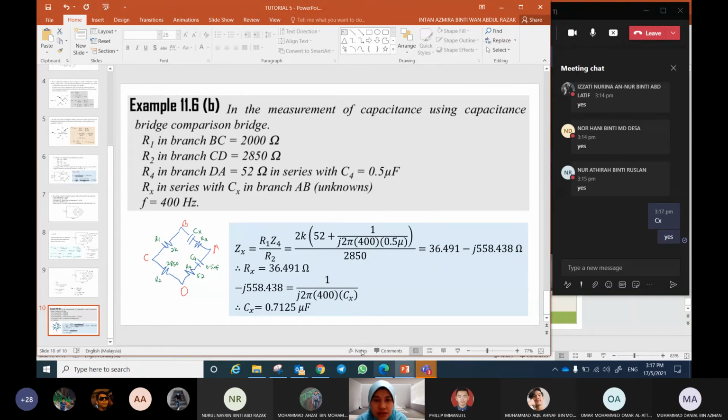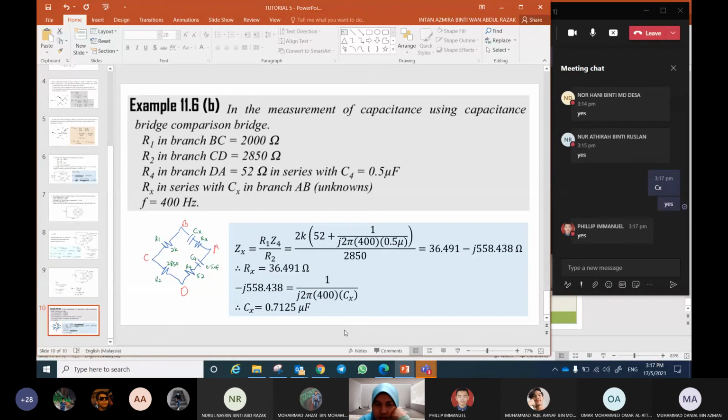You must familiarize with the calculation, your calculation with your calculator. Okay, using complex number. No need to think 1 over J is equal to minus J. You just use your calculator. No need to convert 1 over J is equal to minus J. No need to do that. Good, Philip.